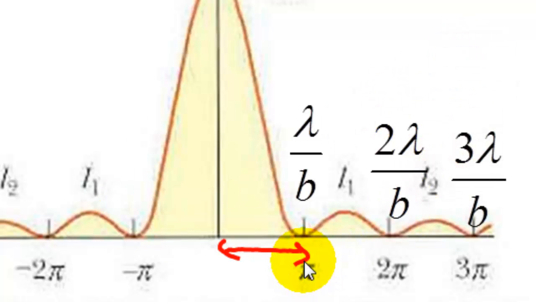This is going to be lambda over b. This is going to be 2 lambda over b. This is going to be 3 lambda over b. These are always going to be the dark fringes where we have destructive interference.